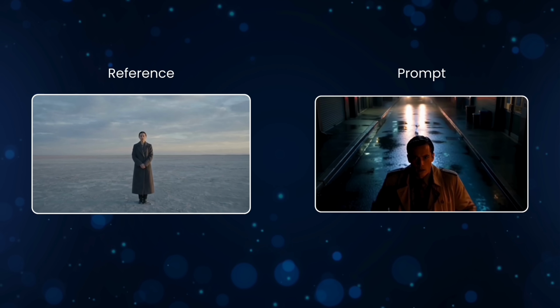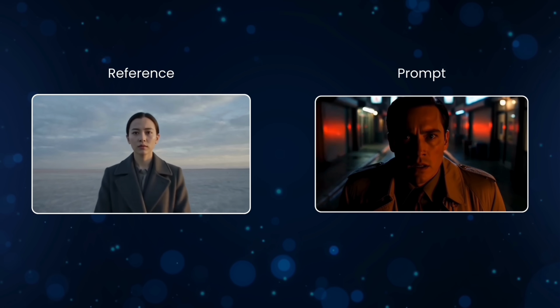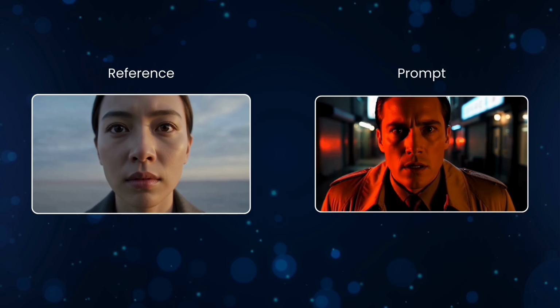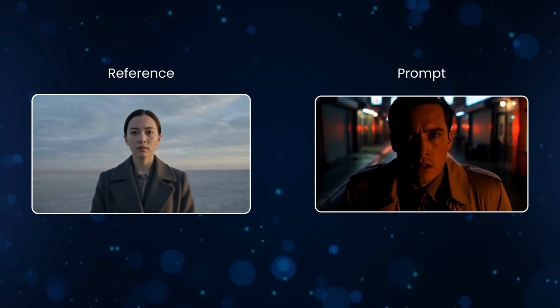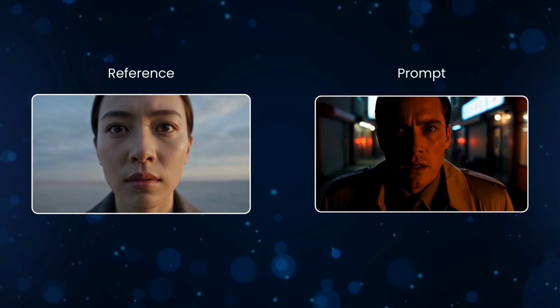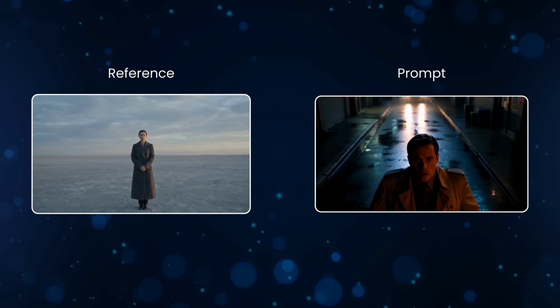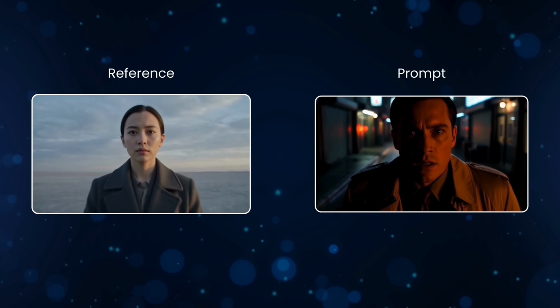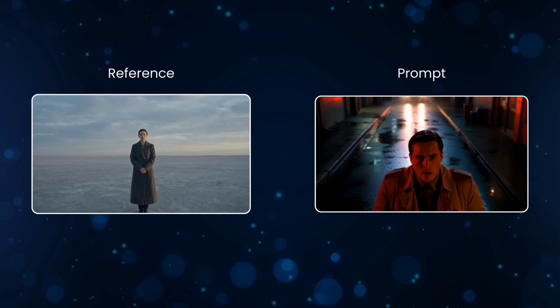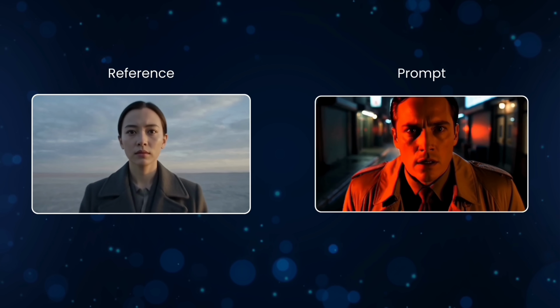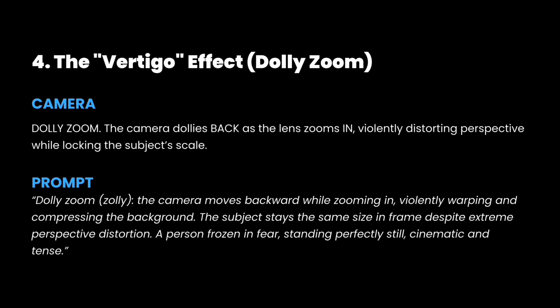A fast, forward-moving camera push that aggressively closes distance, intensifying tension and emotion. It works by pulling viewers into the subject's psychological state, best used at moments of realization, danger, or emotional peaks, especially in tight or focused spaces where the reaction drives the scene. Number 4. Vertigo effect, or dolly zoom.